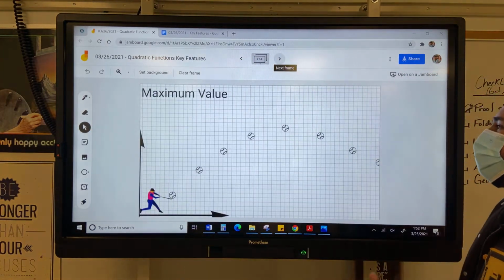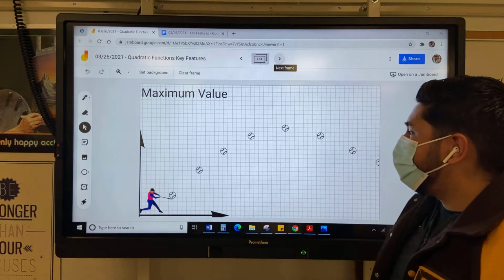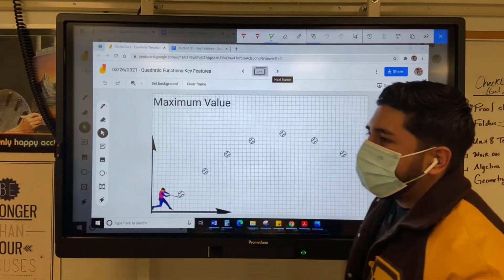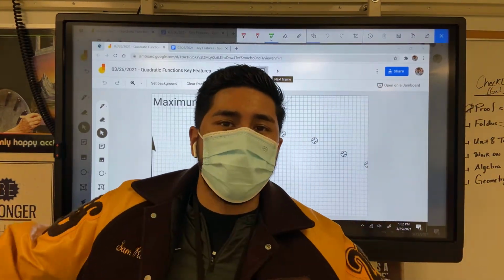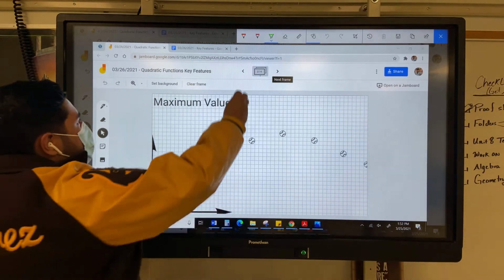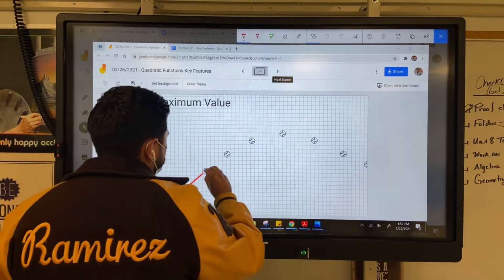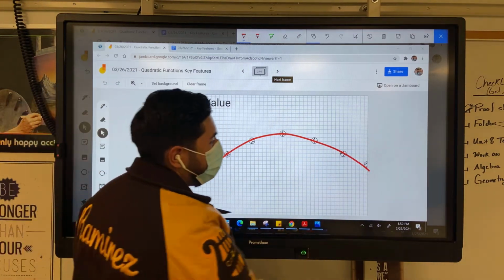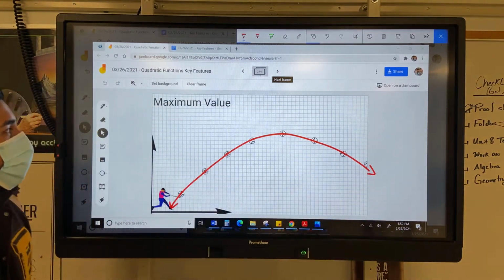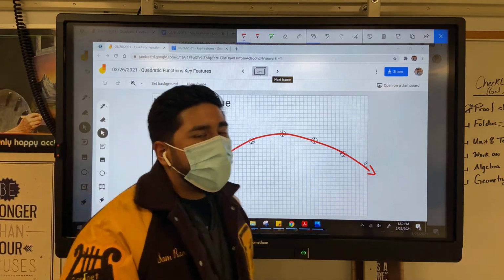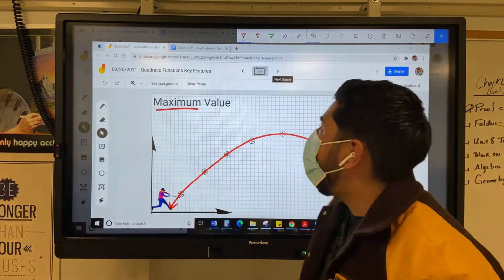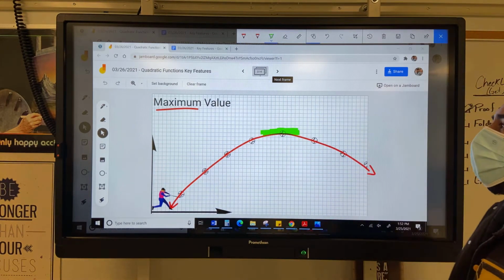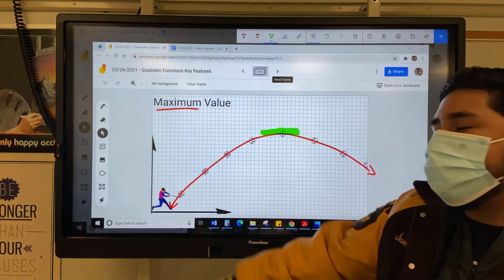All we're talking about today is maximum, minimum, and axis of symmetry. How cool. I have a couple of students that are playing baseball. Guess what? When you hit the ball, it's making a quadratic function. How crazy, right? Maximum value, hopefully you can recognize what the max is: the highest point on the graph. We're going to talk about that maximum value when we get to the notes. Let's keep going.